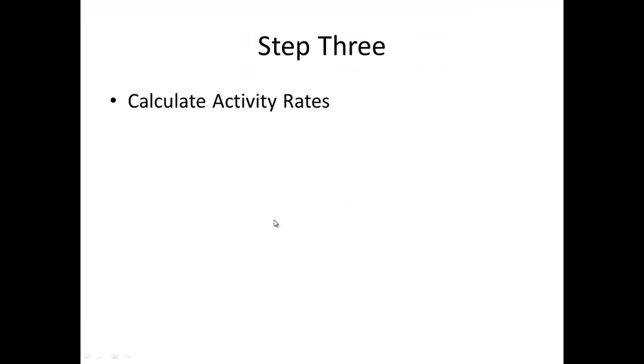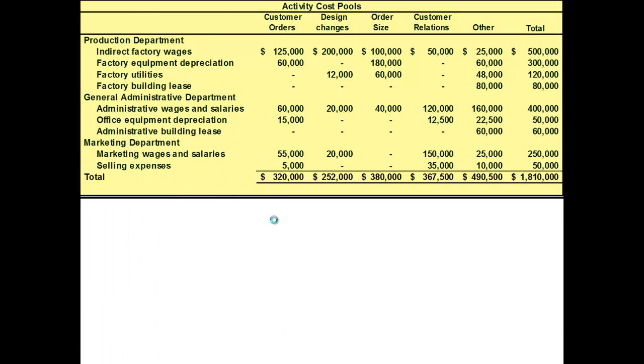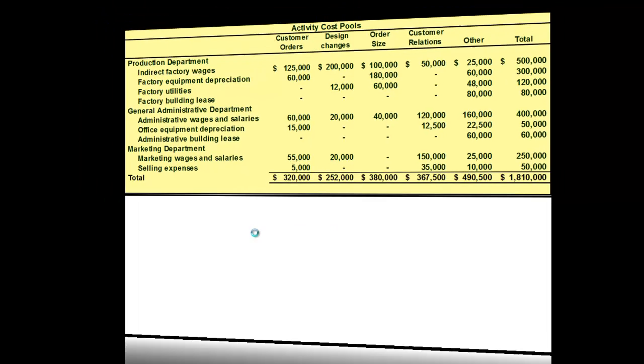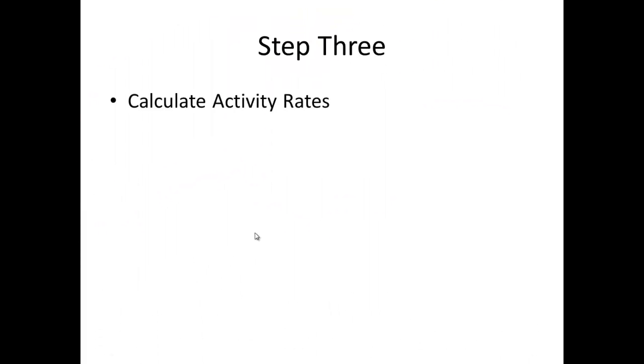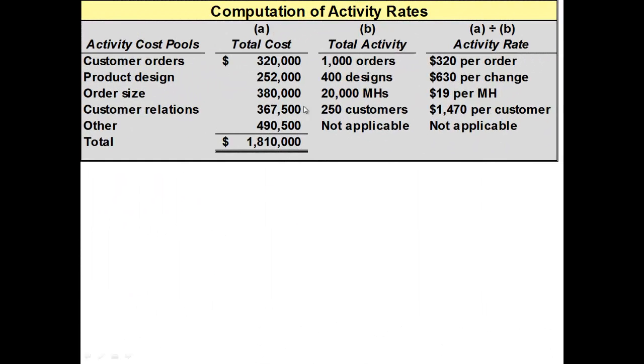You have to go back a couple slides. And this is after our first stage allocation. We realized that $320,000 needs to be assigned to customer orders. When you then divide that by the 1,000 customer orders that were there, you end up with $320 per order.